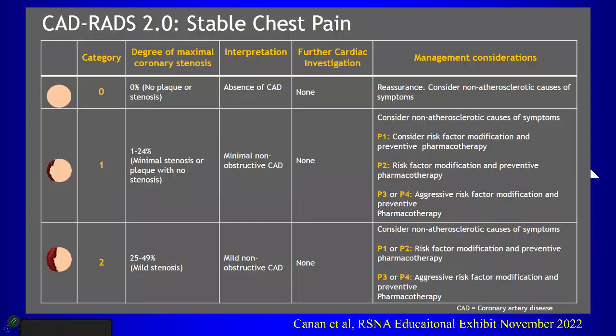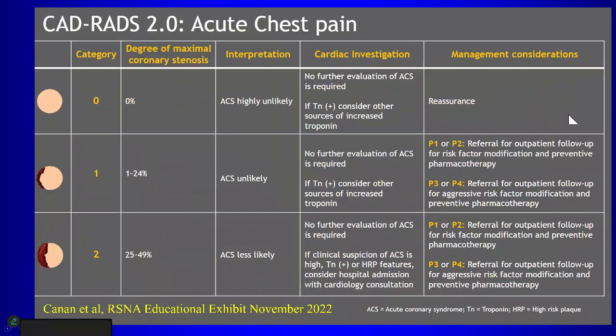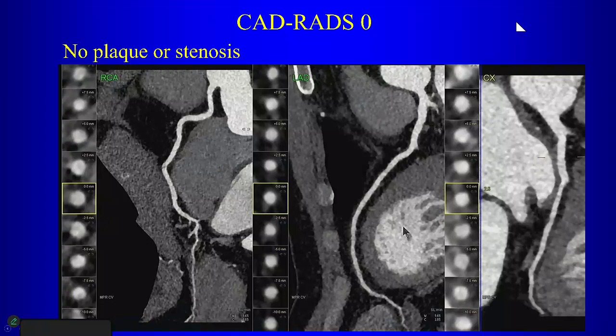Now, I've also given you this in table format where we have the recommendations for the scoring system for stable chest pain. And there's also a scoring system for acute chest pain if the patient presents in the emergency room with acute chest pain and you do coronary CTA. Then there is a CAD RADS scoring system with management recommendations for that also, and that you can study.